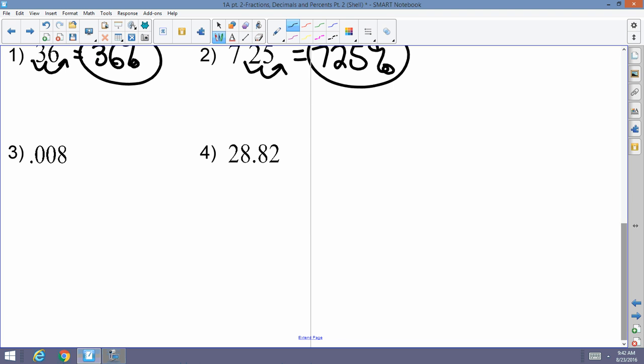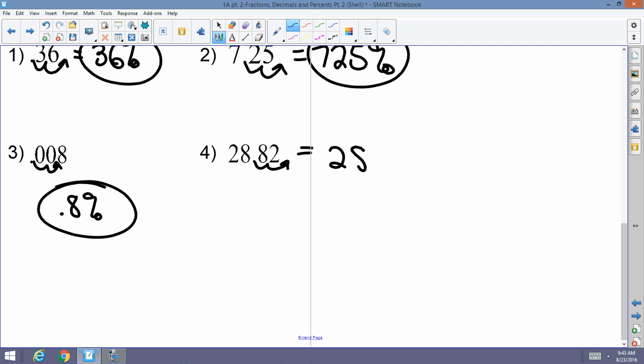If I have 0.008, I want to turn it to a percent, so I'm going to go 1, 2 to the right with my decimal. I'm multiplying by 100, so that's going to give me 0.8%. Sometimes you can have a decimal of a percent. That's okay. That is legal. No worries. And then 28.82 in a percent, I'm going to go 1, 2 to the right because I'm multiplying by 100, and I've got 2,882%.